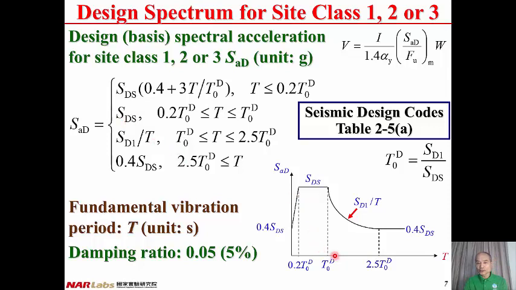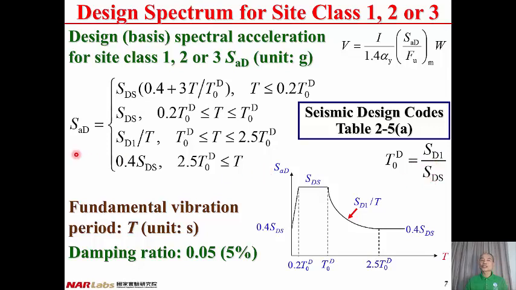And when the structural period lies between T0D and 2.5 T0D, SAD is inversely proportional to the structural period T, SAD equal to SD1 divided by T. When T is larger than or equal to 2.5 T0D, SAD is constant, that's the lower bound of the spectral acceleration. SAD equal to 0.4 times SDS. And T0D can be computed by SD1 divided by SDS.